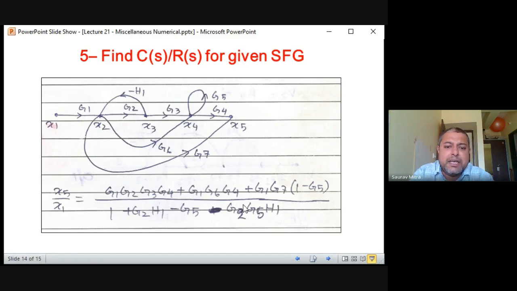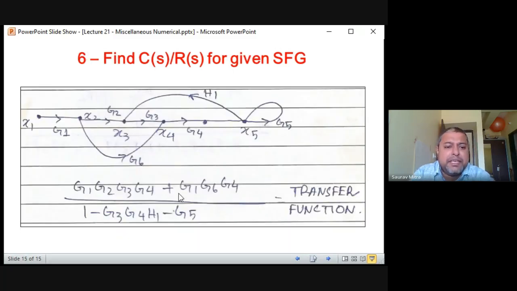Those who are asking this, you are not able to understand, means you are not looking at the previous numerical. So the rule is denominator 1 minus the addition of individual loop gains, plus multiplication of 2 non-touching loop gains, minus multiplication and addition of 3 non-touching loop gains, and it will go on. So this G2, G5, H1 is the multiplication of loop gain of first loop and second loop, like this: plus of minus G2 H1 multiplied by G5. That's why this term is coming. It's not difficult.